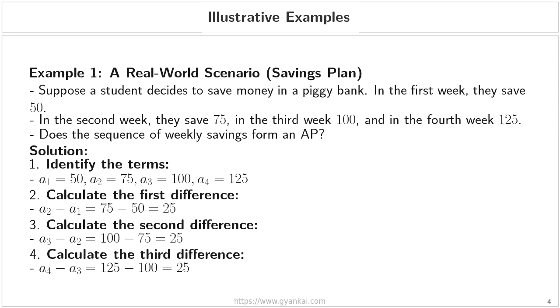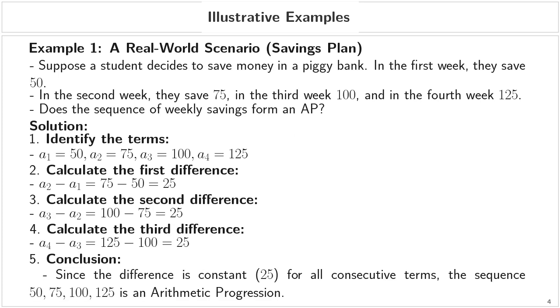To be thorough, we must continue the process for the third difference. We subtract the third term from the fourth term, a sub 4 minus a sub 3, which is 125 minus 100, resulting in 25 once again. Finally, we look at our results to reach a conclusion. Because the difference remains constant at 25 for all consecutive terms, we can officially confirm that the sequence 50, 75, 100, and 125 is indeed an arithmetic progression.